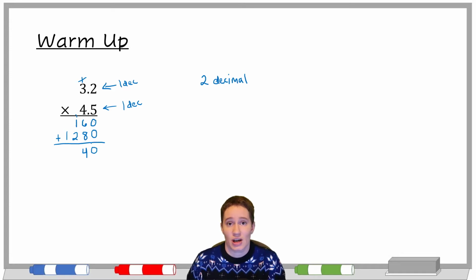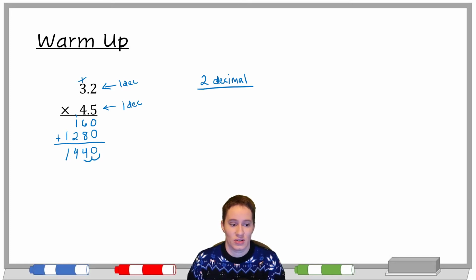Especially if you're not doing a good job of writing your work neatly so that you can tell where your columns are. So that's another thing you might need to work on. 1 plus 1 plus 2 is 4. And then nothing plus 1 is 1. So we're getting 1440.